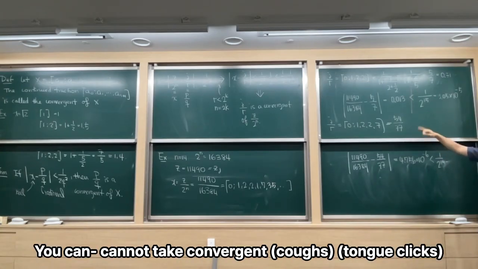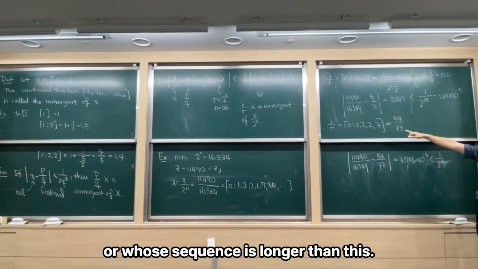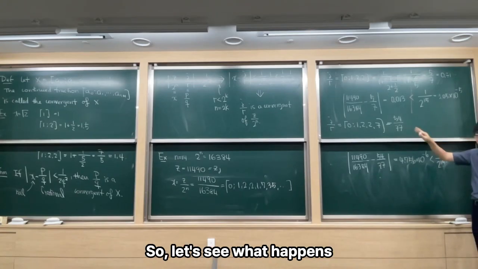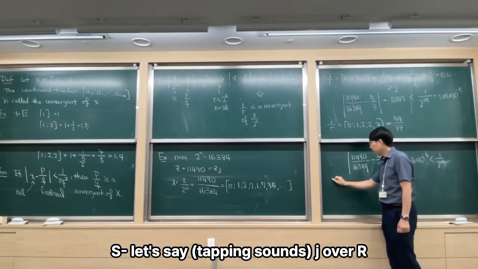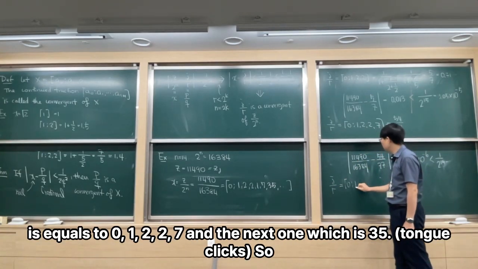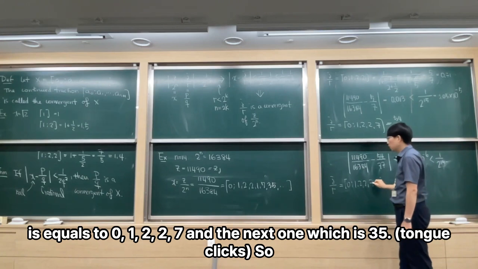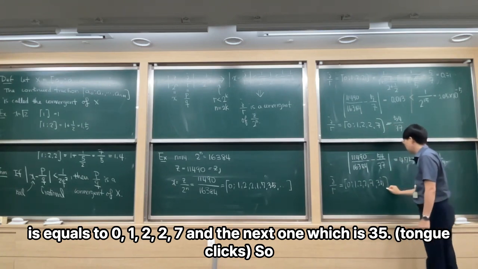You cannot take a convergent whose sequence is longer than this. So let's see what happens if I take one more step from here. So let's say J over R is equal to 0, 1, 2, 2, 7, and the next one, which is 35.